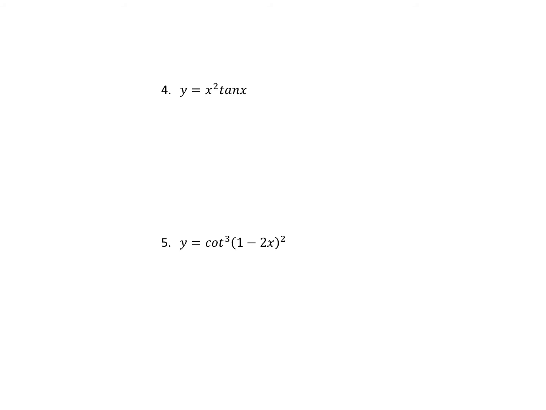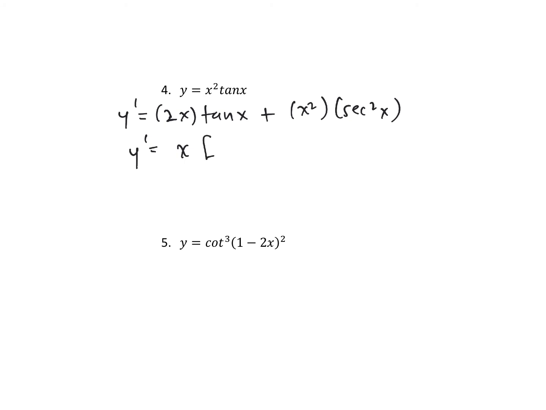Here we have a product rule. We have x squared times tan x. So we'll apply the product rule. So the derivative of x squared is 2x. Tan x remains the same. And then we'll take x squared. The derivative of tan x is secant squared x. Not really much to do here. I might factor out the common x, but really not much else to do beyond that.